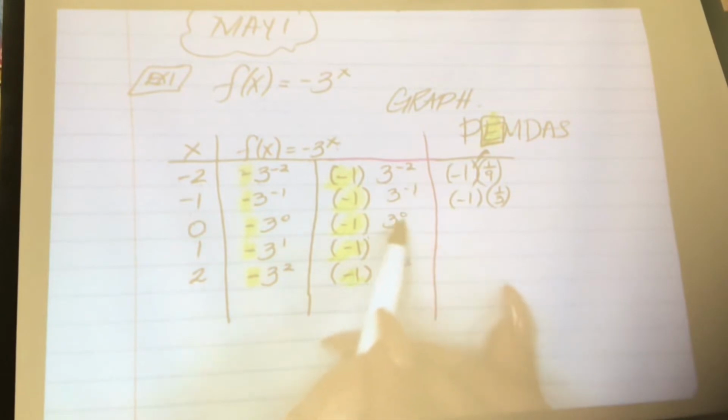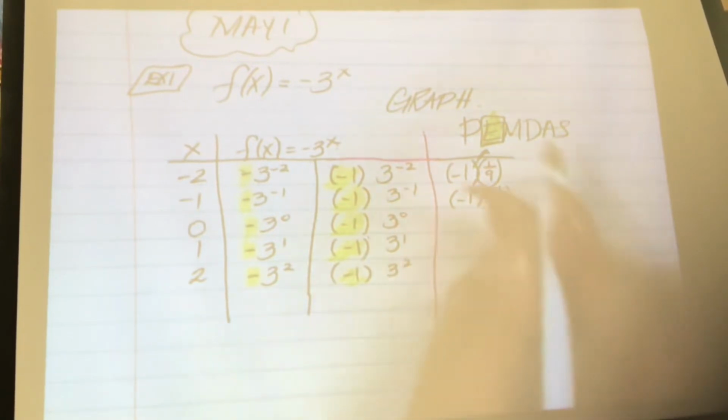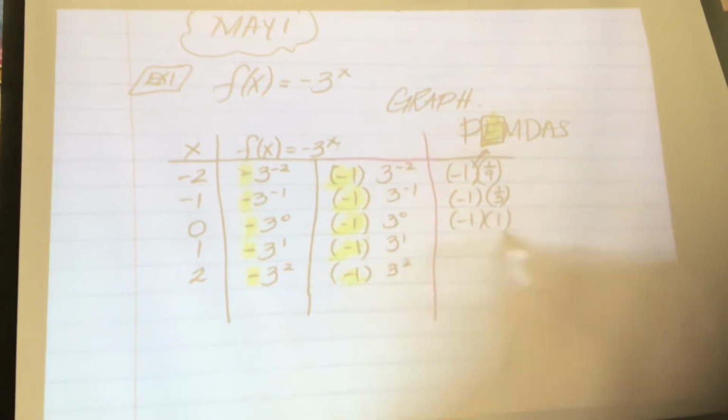Savannah, what's 3 to the 0? Huh? That's what a lot of people think. Do the calculator. What's 3 to the 0 power? Moses, what's 3 to the 0 power? Huh? It is 1. Good job. -1 times 1.